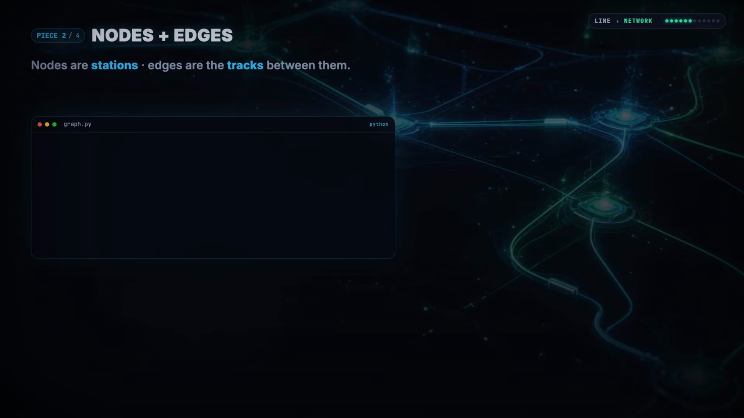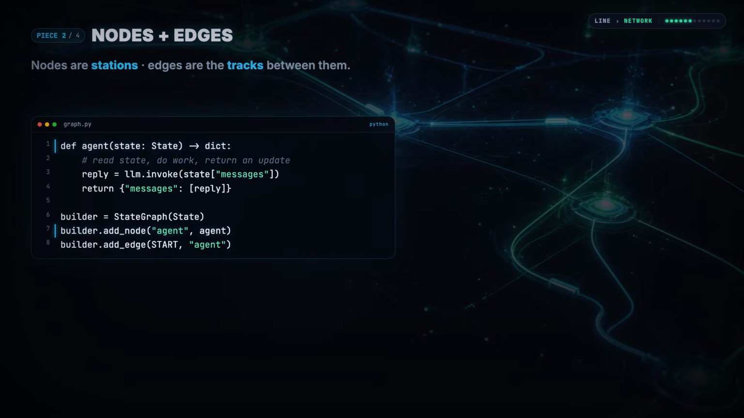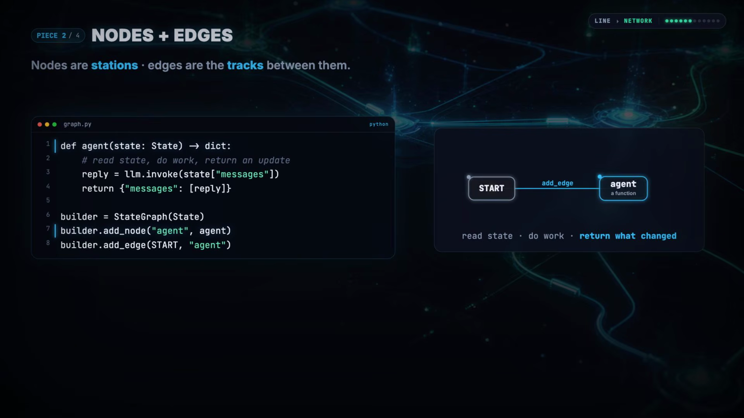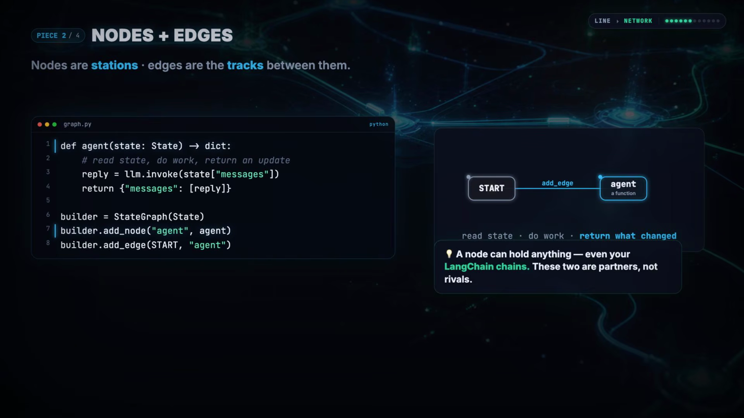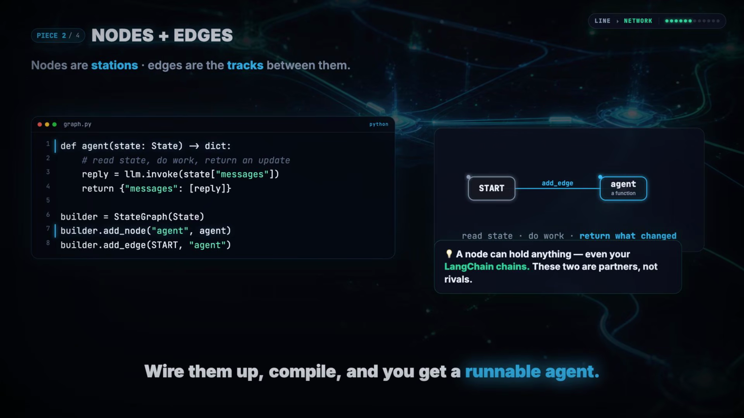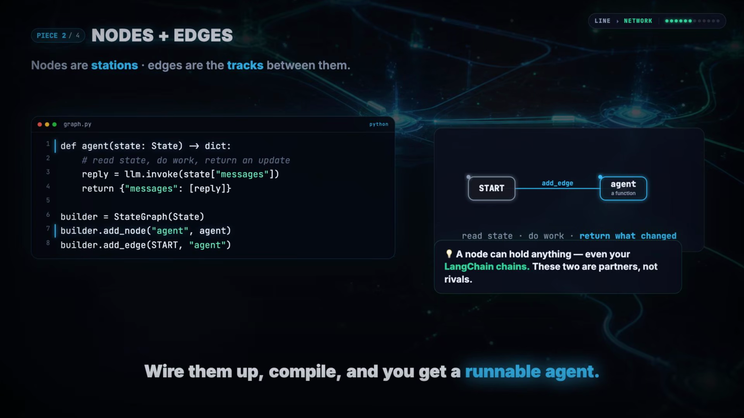Pieces 2 and 3. Nodes and edges. Nodes are your stations. A node is just a plain function. It takes the current state, does one job, maybe it calls the model, maybe it runs a tool, and it returns an update to the state. That is the entire contract. Read state, do work, return what changed.